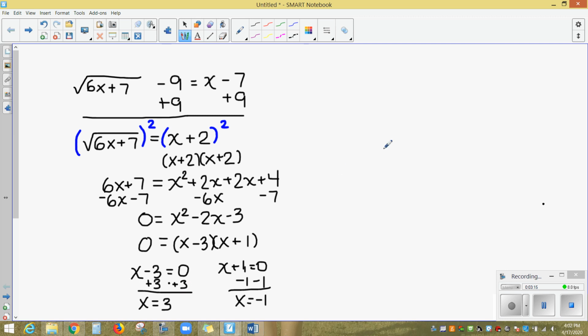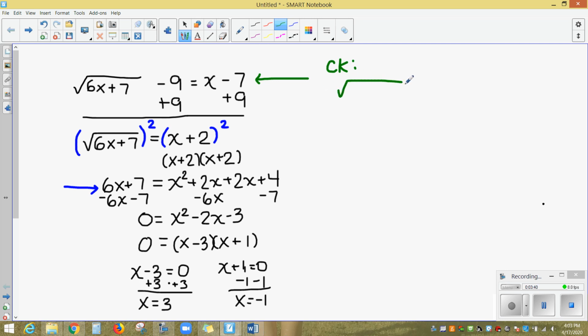Now remember that when we square both sides of the equation, if we've made no mistakes from here to here, x equals 3 and x equals negative 1 are both solutions to this equation up here. But they may or may not work when we check them in the original. So the rule is we have to check them before we circle them, because maybe they work here and maybe they don't.